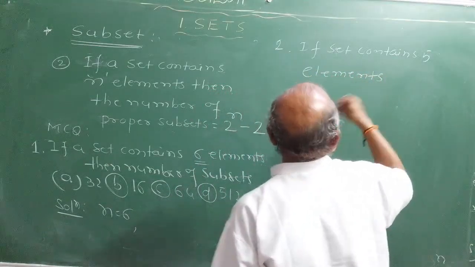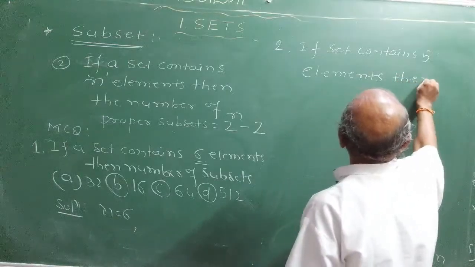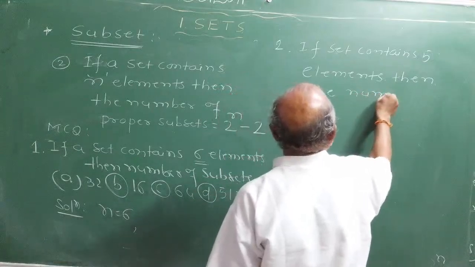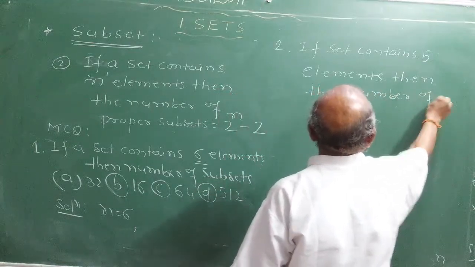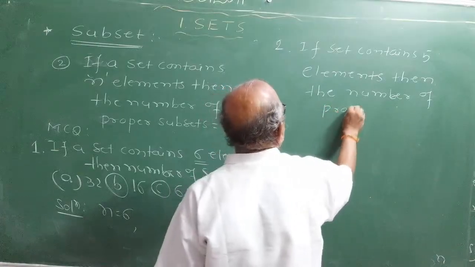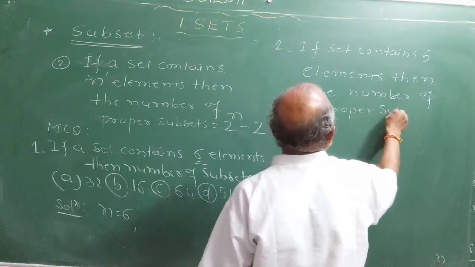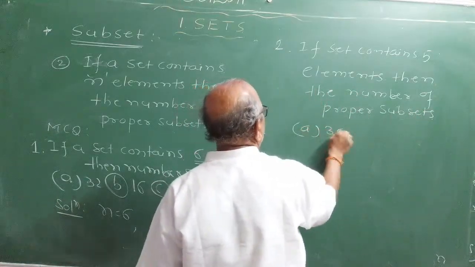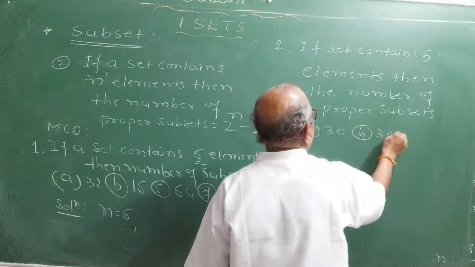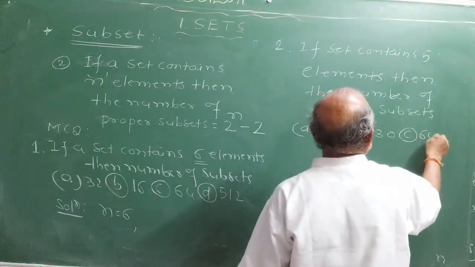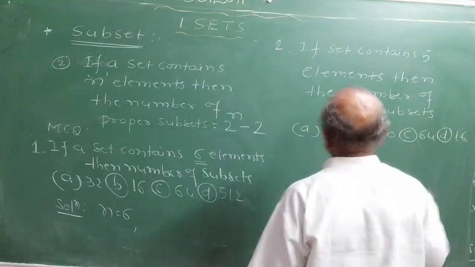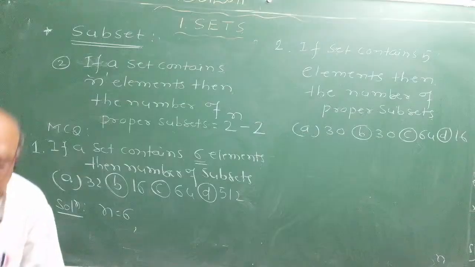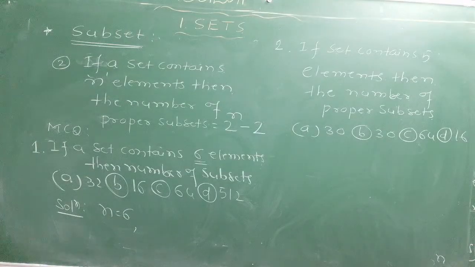If a set contains 5 elements, then the number of proper subsets. Option A 32. Option B 30. Option C 64. Option D 16. Try these two questions. Last 1 minute is remaining. Answer them.